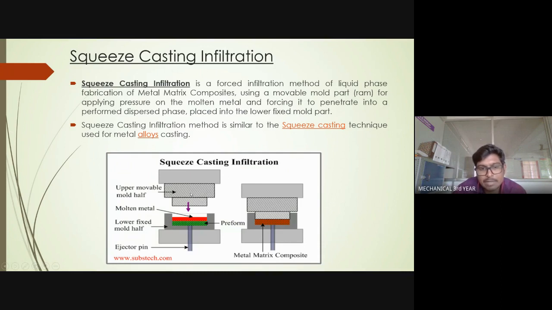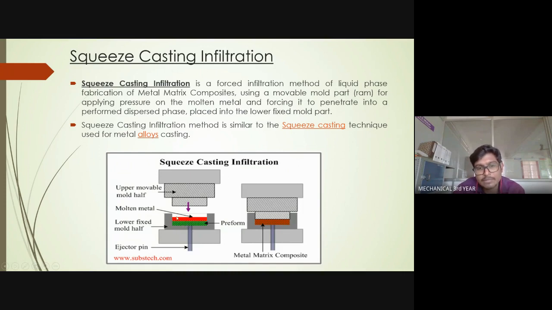So we have a lower half and an upper half. In the upper half we have the ram, and in the lower half we have a provision for containing your preform and also your matrix material, I mean your molten metal. The squeeze casting infiltration method is similar to squeeze casting techniques used for metal alloy casting. Let us try to understand from this diagram. The lower half provides the space to accommodate your preform and the molten metal.